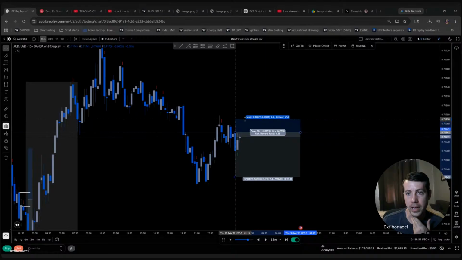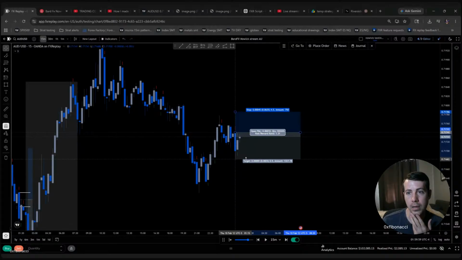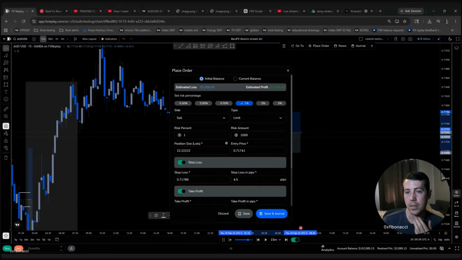So 1.5, we'll add 3 pips to this, so 4.5. The 3 pip buffer gives us a little bit of breathing room. Going for a 1-to-1 R. We'll see what happens with this one. This will be our last trade.